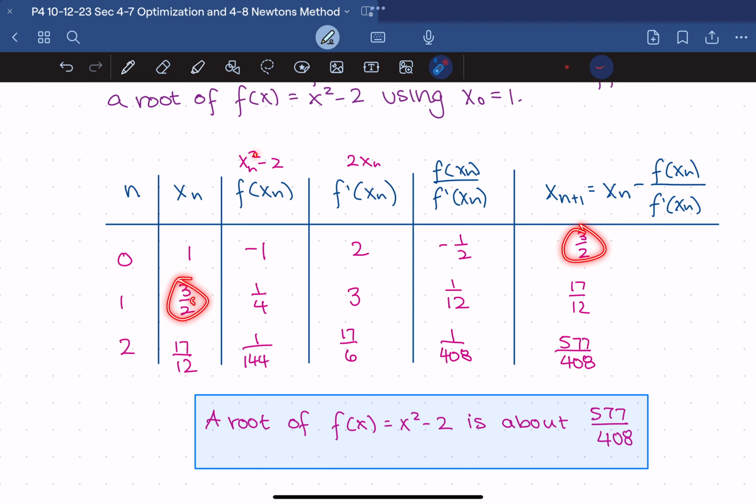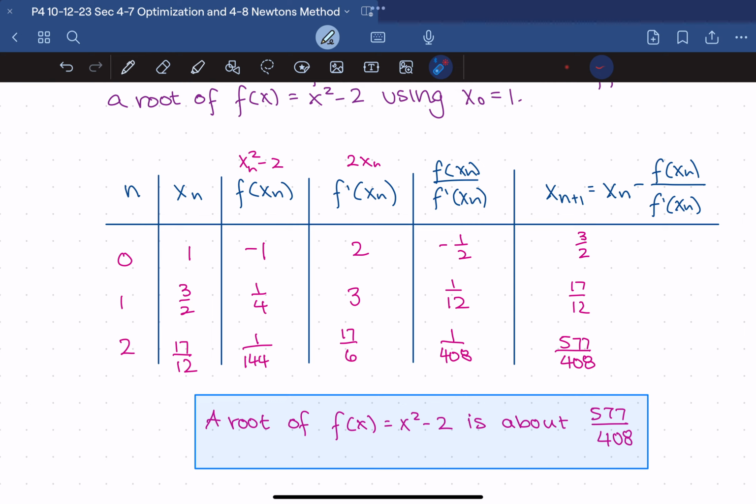3/2 squared minus 2 is 1/4. 2 times 3/2 is 3. 1/4 over 3 is 1/12. And 3/2 minus 1/12 is 17/12. And by the way, when I say numbers manageable, I could give you something like this problem on the test, but maybe making you only go 2 iterations. I wouldn't make you go this third one by hand, but it wouldn't be that hard. But anyway, a third one gives you right here. And so there's our approximate value.